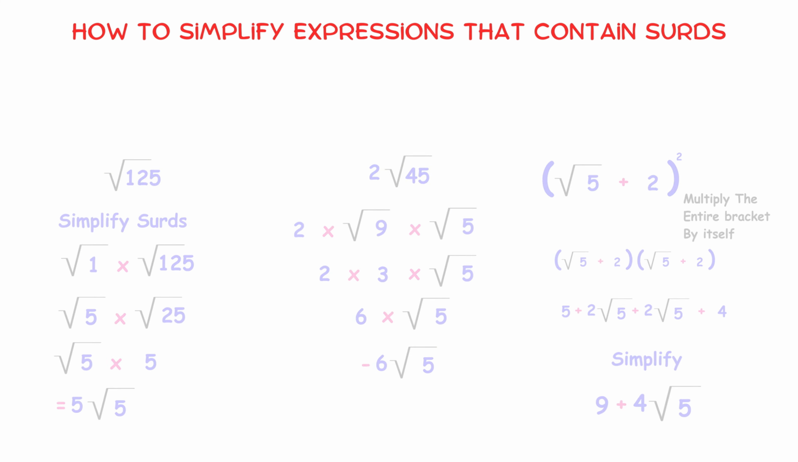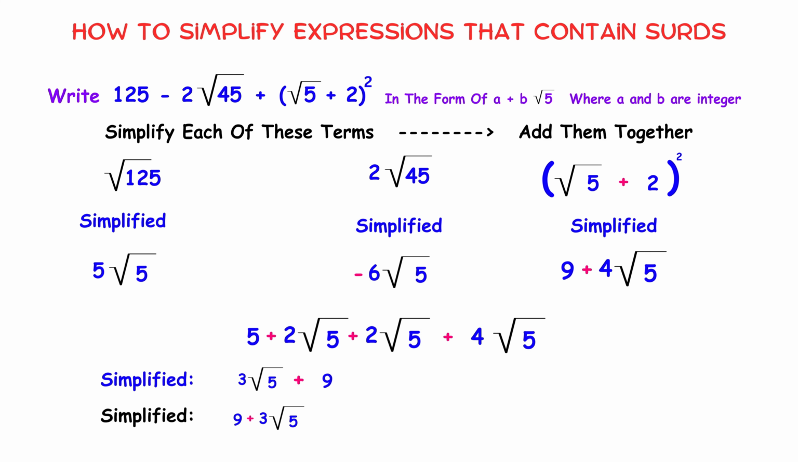So if we now rub out all of our workings, we can see that we've got the simplified form of all 3 of the terms in the question: 5 root 5 for the root 125 term, minus 6 root 5 for the minus 2 root 45 term, and lastly 9 plus 4 root 5 for the root 5 plus 2 all squared term. The final step is just to add these together. So 5 root 5 minus 6 root 5 plus 9 plus 4 root 5, which simplifies to 3 root 5 plus 9. However, because the question asked for our answer in the form of a plus b root 5, we want to quickly rewrite it as 9 plus 3 root 5, where 9 is the a and 3 is the b.